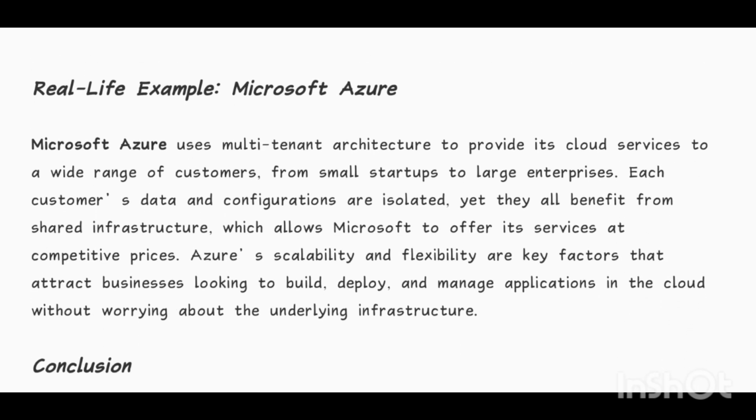Real life example: Microsoft Azure. Microsoft Azure uses multi tenant architecture to provide its cloud services to a wide range of customers, from small startups to large enterprises. Each customer's data and configurations are isolated, yet they all benefit from shared infrastructure, which allows Microsoft to offer its services at competitive prices. Azure's scalability and flexibility are key factors that attract businesses looking to build, deploy, and manage applications in the cloud without worrying about the underlying infrastructure.